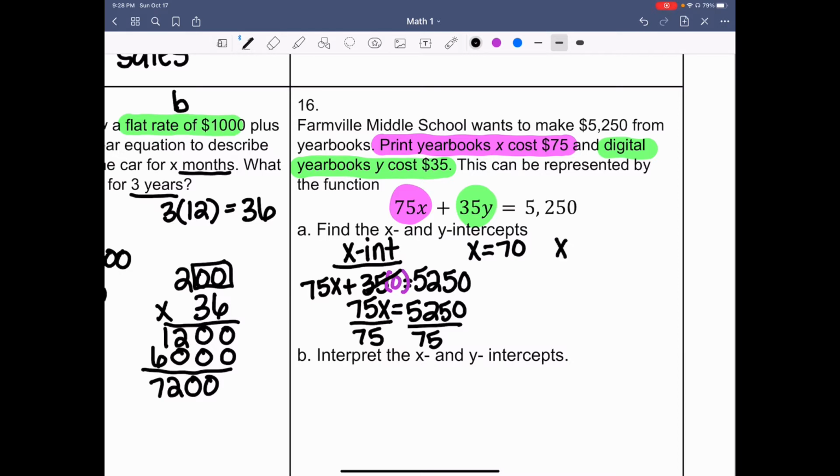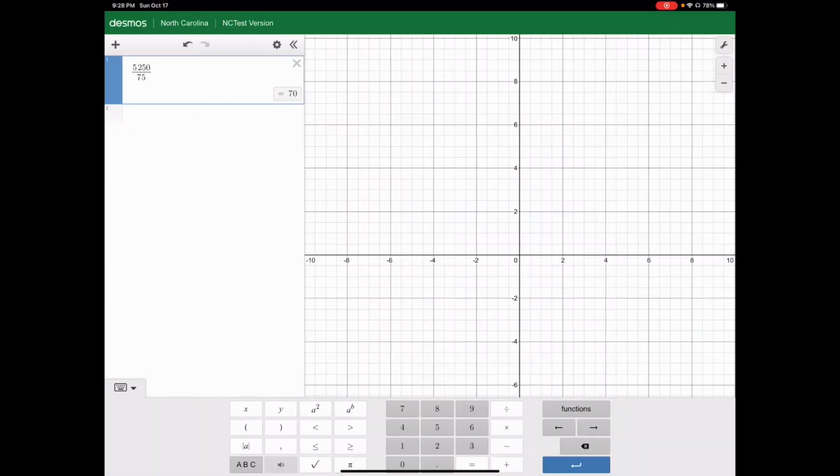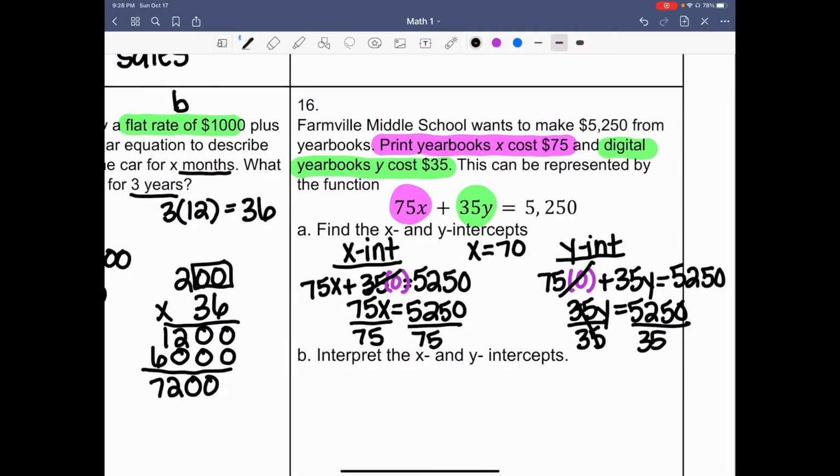All right, so we have x equals 70. Then they want us to find the y-intercept. So for the y-intercept, we're going to plug in 0 for x. So this is going to be 75 times 0 plus 35y. And that equals 5,250. Then we're going to do 35y equals 5,250 and divide by 35. So I'm going to come here and I'm going to change this to 35 and I get 150. So this one has y equals 150.